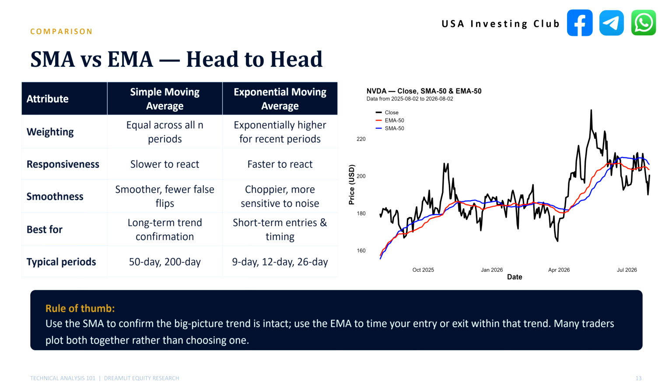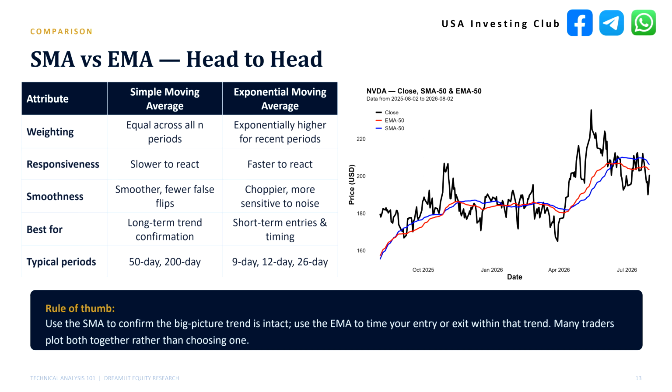And on typical periods, the SMA is commonly used at 50 and 200 days, while the EMA is commonly used at 9, 12, and 26 days. The chart on this slide overlays close price, the 5-day SMA, and the 5-day EMA together, and you can see the EMA consistently sitting a touch closer to the raw price line.